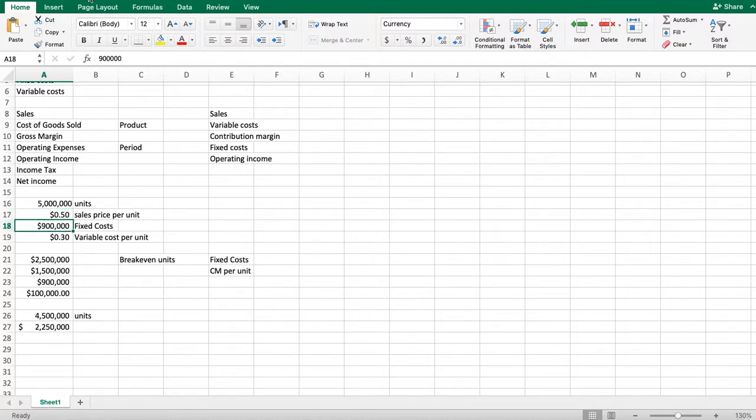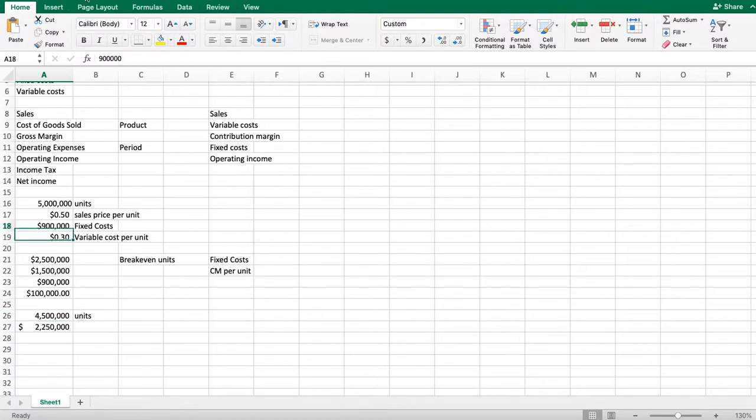And it says, compute the new break-even point in units for each of the following changes. A 10% increase in fixed cost. So I did my break-even down here, and I used my fixed cost from here. And so if I do a 10% increase in fixed cost, 990,000, my new break-even is 4,950,000 units.